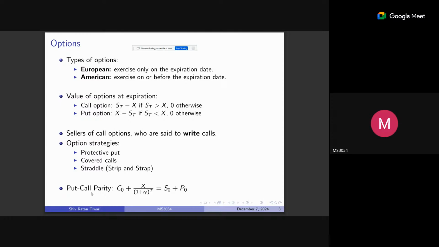Similarly, for the put option case, if your share price, your asset price, is less than the strike price, then only you exercise your put option, and X minus ST is your value in that case, and zero otherwise. You can also look at this: these are the values, not the profits. What will be the profit? For profit, you need to subtract the price that you paid for the call or put respectively.